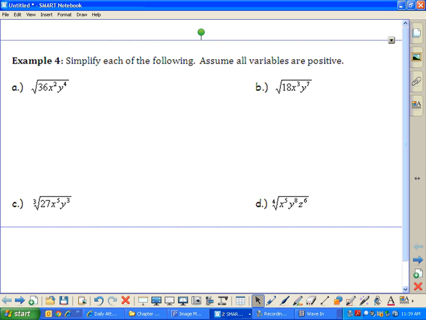Visually, it is different than the examples that you A, took care of on your homework, and B, that we did in class yesterday. So my question to you is, how do these problems look different than the ones we did yesterday? Jonathan, what do you think?